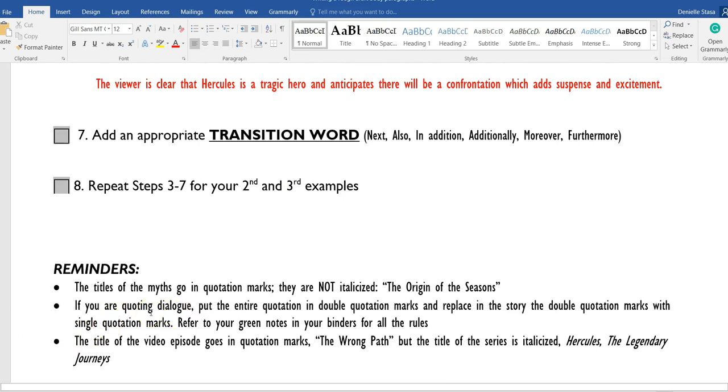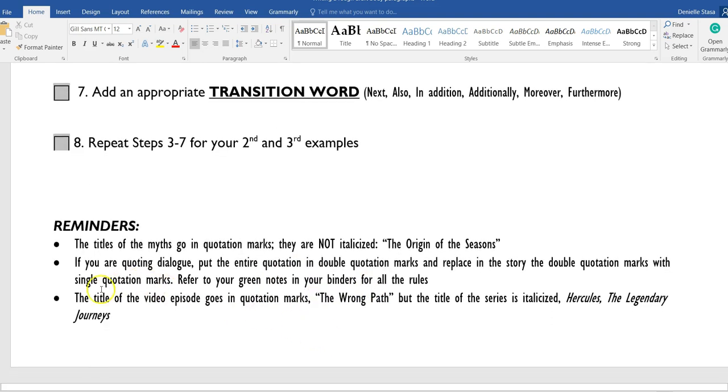The titles of the myths are considered short stories, so they're not italicized like the title of a book. They go in quotation marks. If you're quoting dialogue from the written myth, you want to put the entire quotation in your double quotation marks, and then replace the double quotation marks in the story with single. So you put the dialogue in single quotation marks, and those rules are in your green notes in your binders. And then the title of the video episode goes in quotation marks. So that would be episode 1, "The Wrong Path."